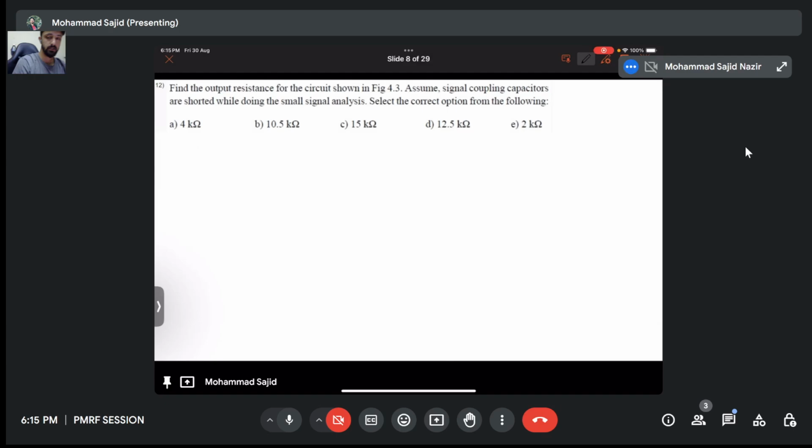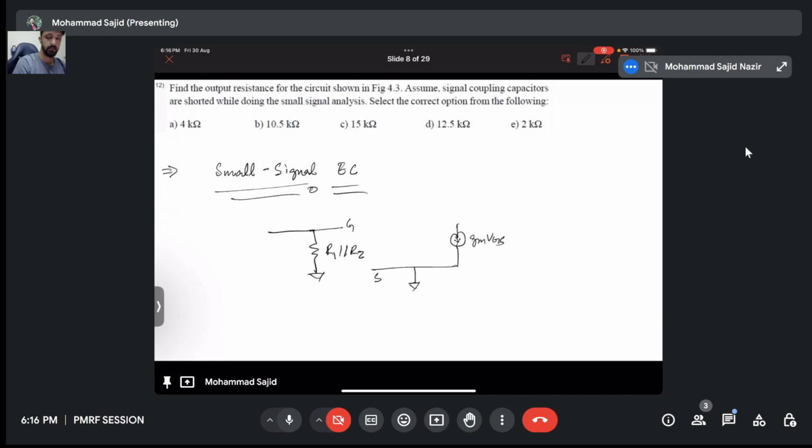Okay, the question says find the output resistance of the circuit. Assume signal coupling capacitors are shorted while doing the small signal analysis. Select the correct option from the following. Let me just draw the circuit and I will ask you to give me the answer. It is easy, we have done it already. Small signal equivalent circuit. Let me just draw it. I need to find this resistance. Can you tell me what is R out? I will give you 3-4 minutes. Let me know what is R out.